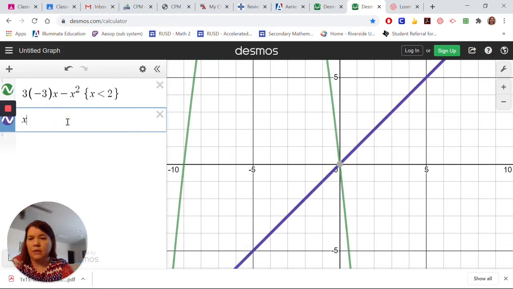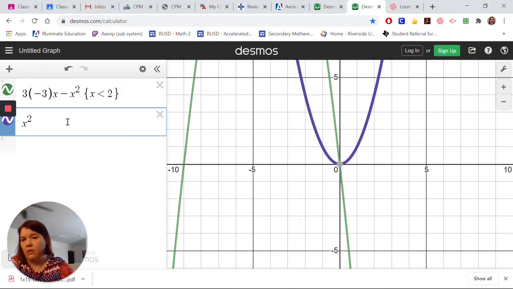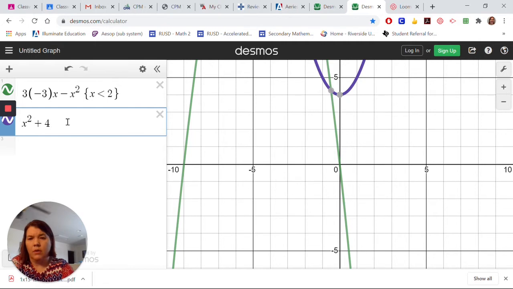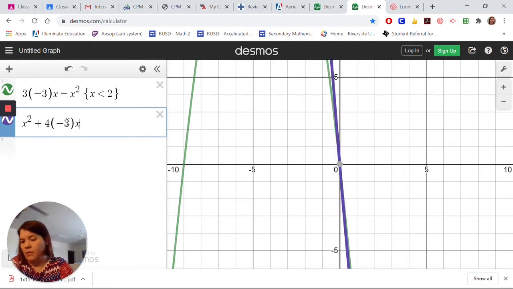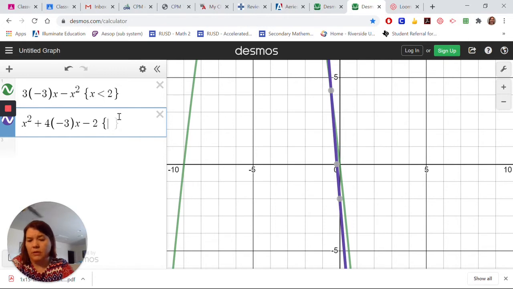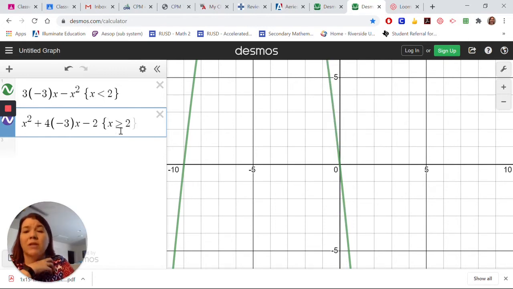and x squared plus 4 times negative 3 x minus 2 when x, again curly braces, x is greater than or equal to 2. So with Desmos, the greater than and less than signs are the period and comma, shift period comma. And then to get or equal to, you just push equal and it automatically switches it, which is really cool.